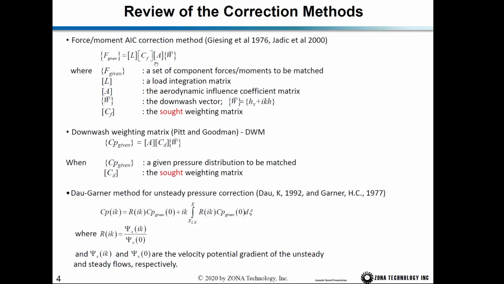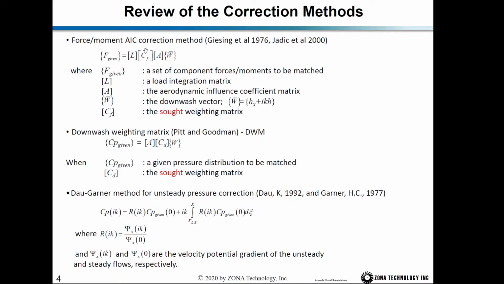So the A is an uncorrected AIC matrix. W bar is a downwash vector, which is an unsteady boundary condition, where H is the mode. So AIC times W bar gives you unsteady pressure, and then pre-multiplied by L, a load integration matrix, that gives you the component loads.